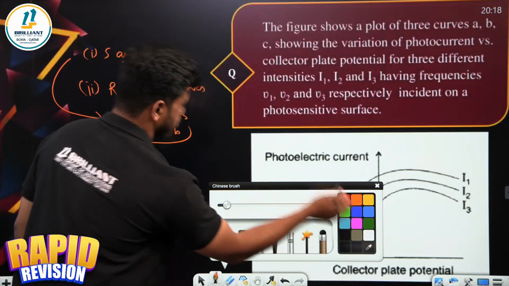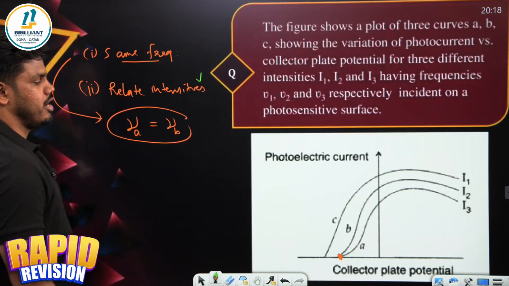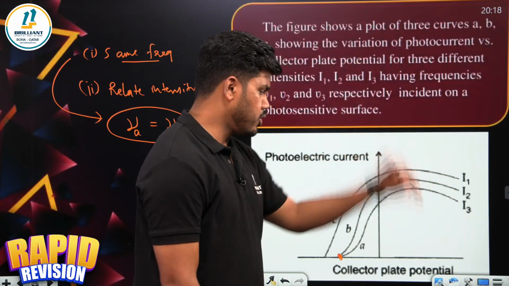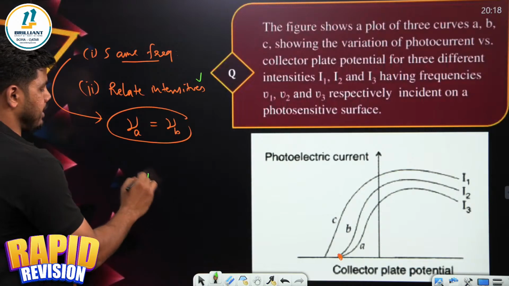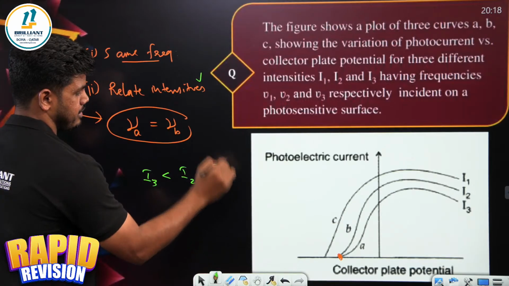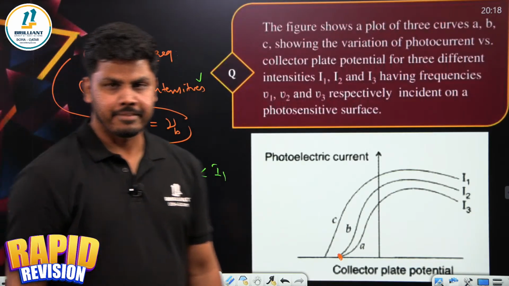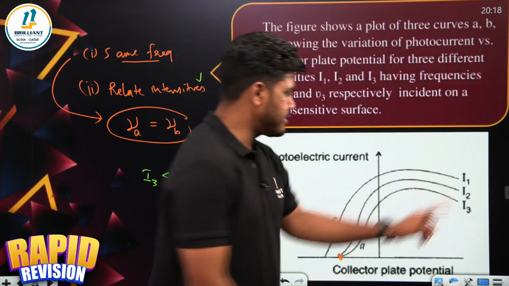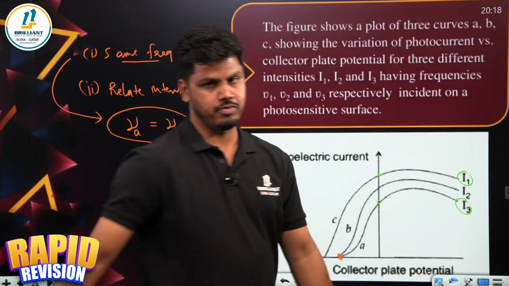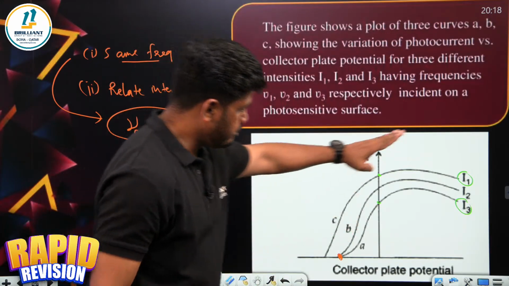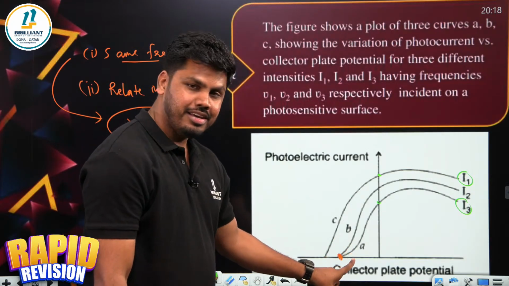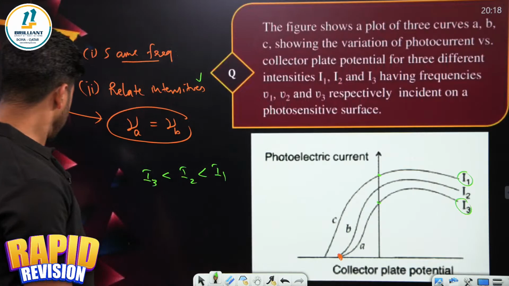Now, the second question was how to relate these intensities. Which is the highest? In the increasing order I will go, then we know I3 is less than I2 is less than I1. So highest intensity for maximum current, lowest intensity for minimum current. That's the relation of intensities. So different intensity, different frequency, but A and B are for same frequency. Hope you got it.